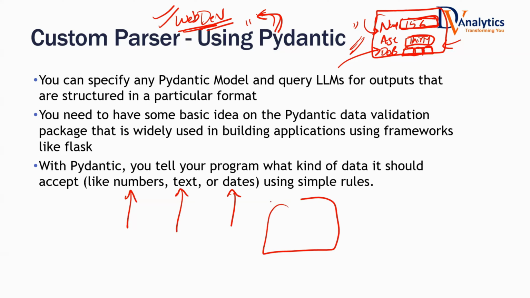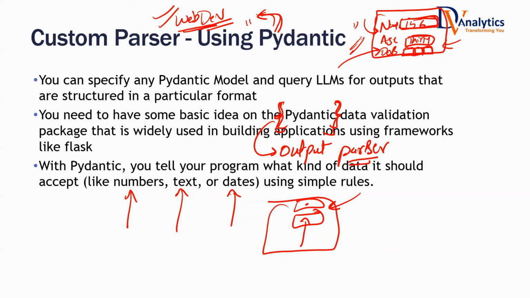Have you seen on some websites, if you enter a non-numeric value, it will directly say this is an error. You cannot enter that. Or in the name, if you put a special character, it will say special characters are not allowed. That is done by the Pydantic package in the backend. Pydantic is a data validation package. It will validate the user input data. Now, what we will do here is use that Pydantic data validation package as an output parser. By using it, we will try to create the output in the format that we are looking for.